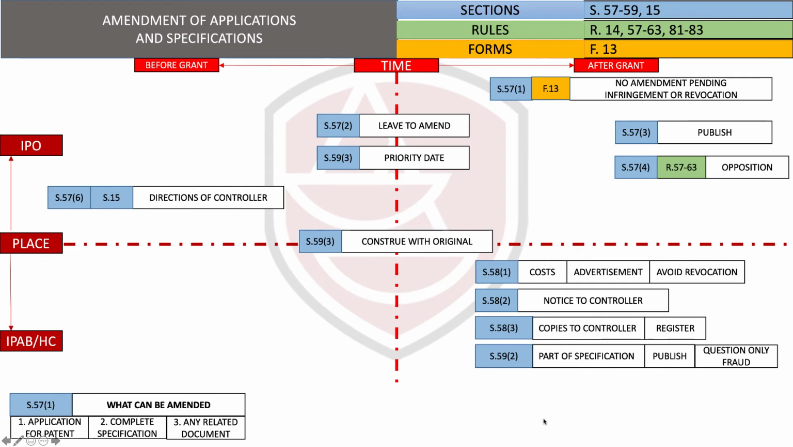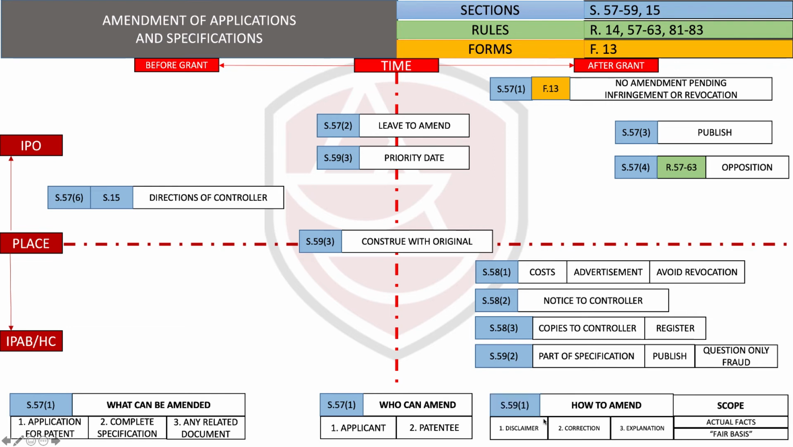What can be amended? An application for patent can be amended, a complete specification can be amended, and any related document can also be amended. Who can amend? Two people: the applicant before the patent is granted, and the patentee after the patent is granted. And how to amend? Amendments can be only of three types. It can be by way of a disclaimer, by way of a correction, or by way of an explanation.